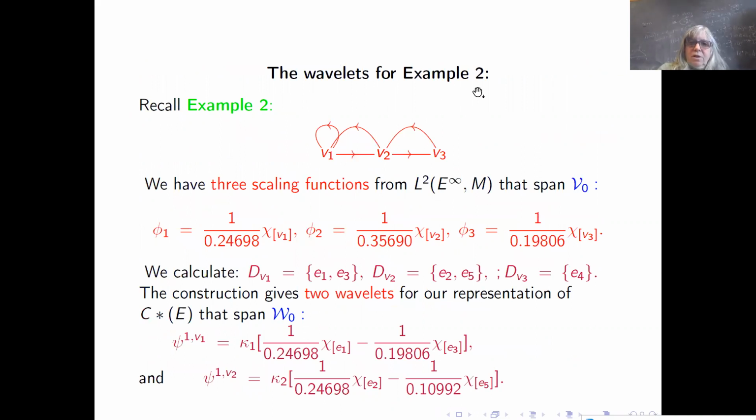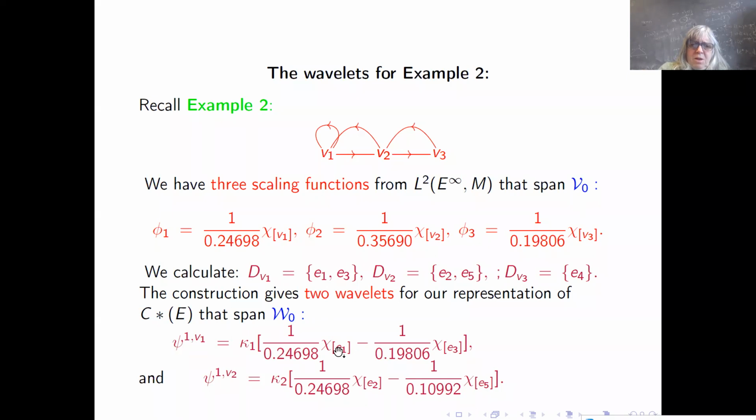All right, so wavelets in example 2. I have 3 scaling functions, one for each vertex. Then it turns out when you do this construction, dv1 has 2 elements, dv2 has 2 elements. So these two will contribute 1 wavelet each. dv3 only has 1 element, so it won't contribute any wavelets, but here are the 2 wavelets we get here. The kappa 1 and the kappa 2 are just real constants that you get so that these wavelets have unit norm. And they look like this.